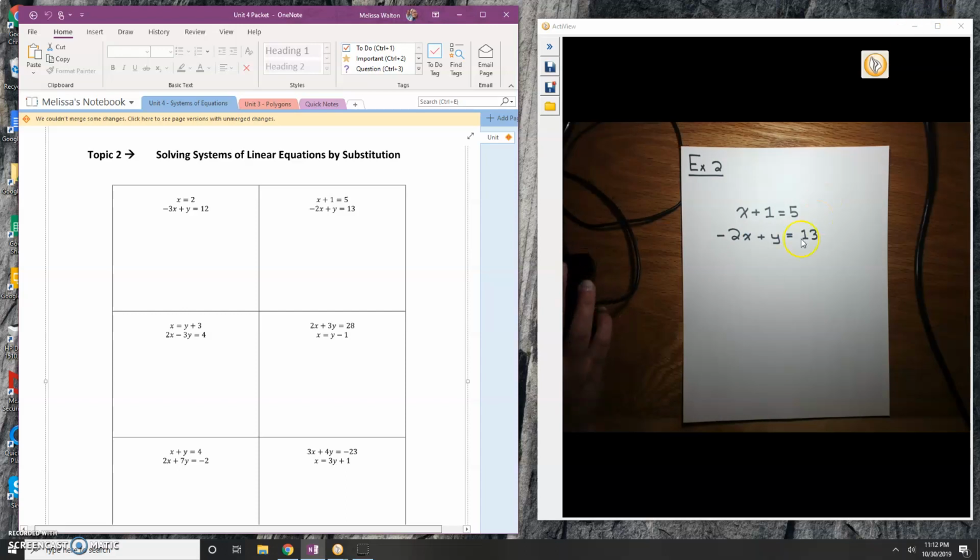Find out what x is equal to, and then do your substitution. So go ahead and pause the video now and take a look at example 2.